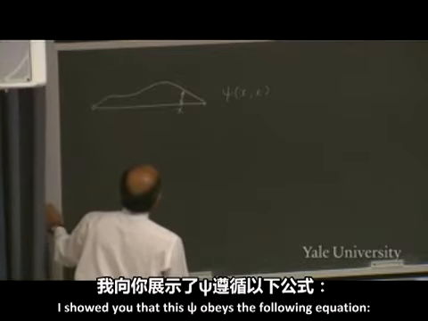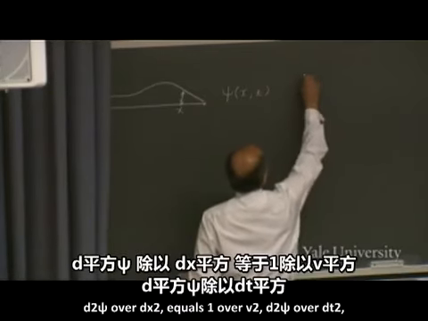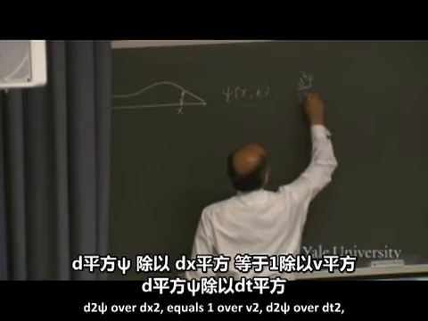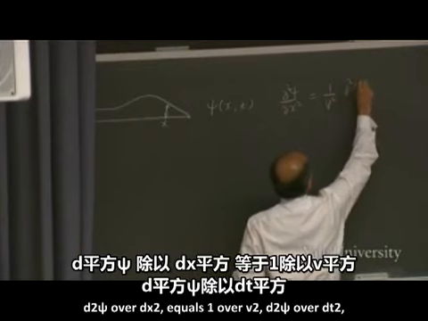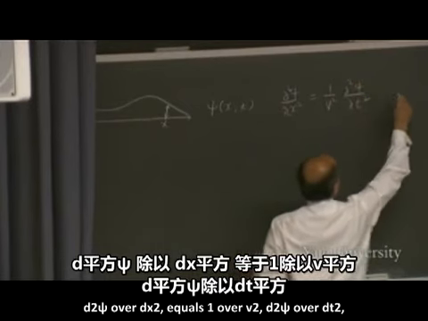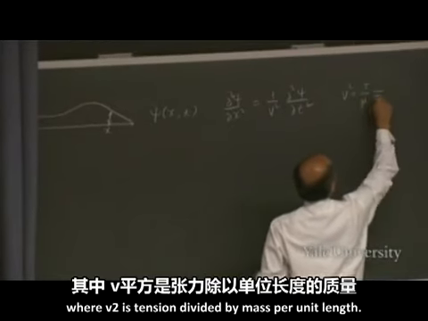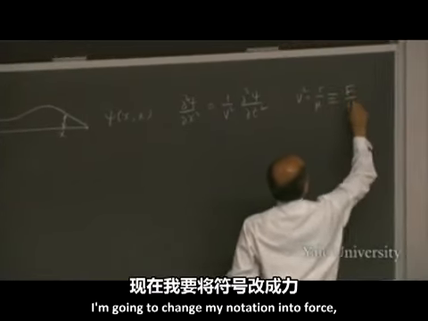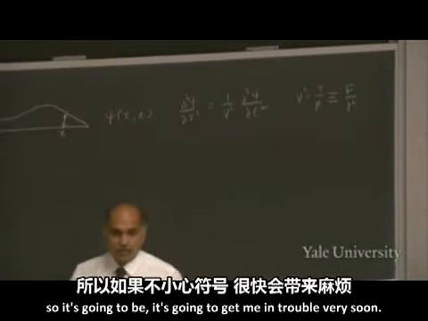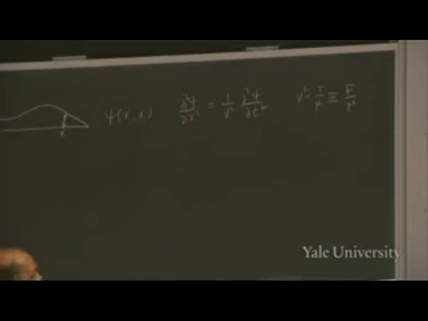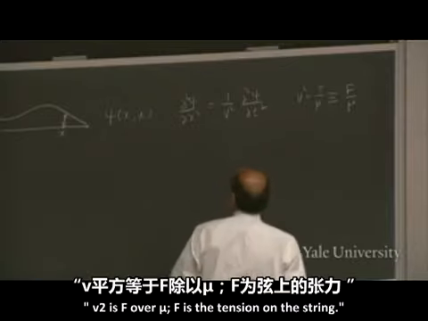I showed you that this psi obeys the following equation: d squared psi over dx squared equals 1 over v squared d squared psi over dt squared, where v squared is tension divided by mass per unit length. I'm going to change my notation for the tension into F, because T is also used for time period, so it's going to get me in trouble very soon. So let's just change the formula to what's used in the books. V squared is F over mu. F is the tension on the string.